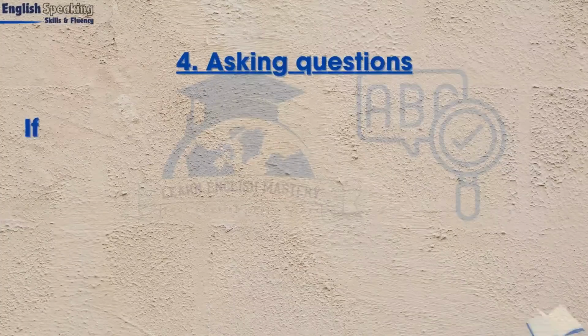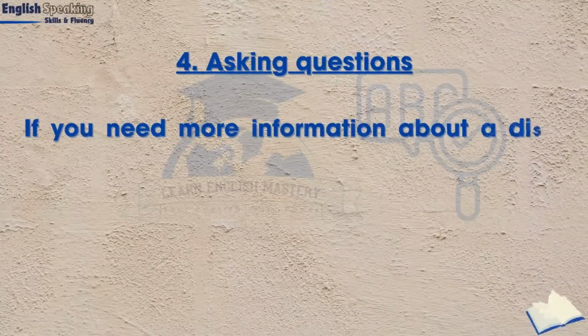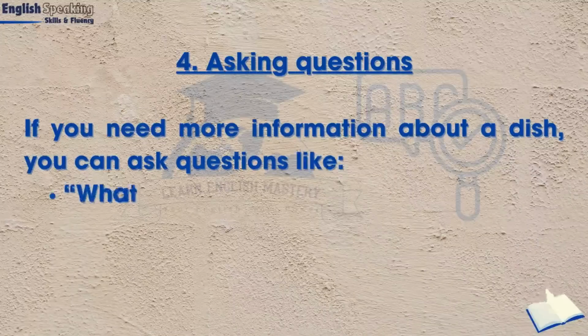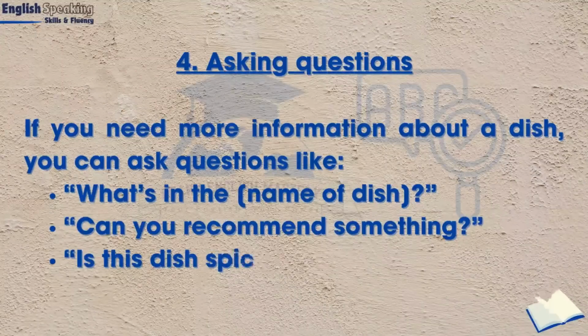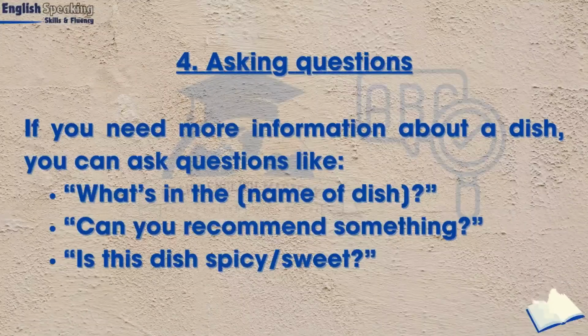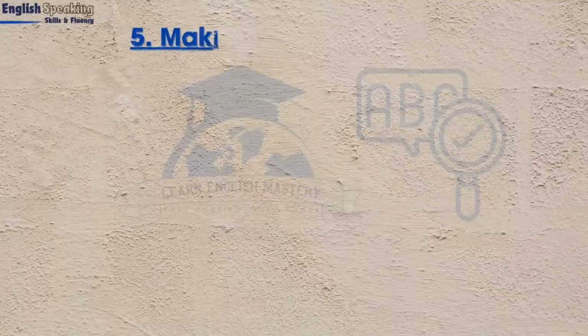4. Asking questions. If you need more information about a dish, you can ask questions like, "What's in the [name of dish]? Can you recommend something? Is this dish spicy/sweet?"